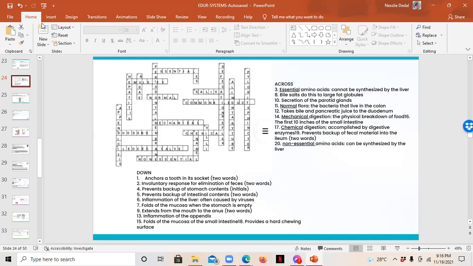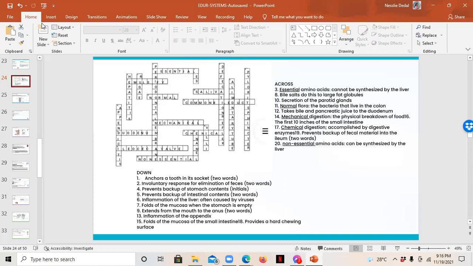Number 1 down, anchors a tooth in its socket. Periodontal membrane. Number 2 down, involuntary response for elimination of feces. Answer is defecation reflex. Number 4 down, prevents backup of stomach contents. The answer is LES. Number 5 down, prevents backup of intestinal contents. Answer is pyloric sphincter.